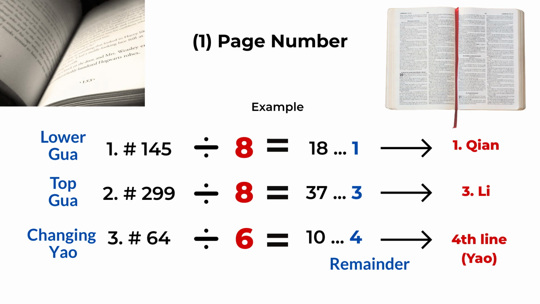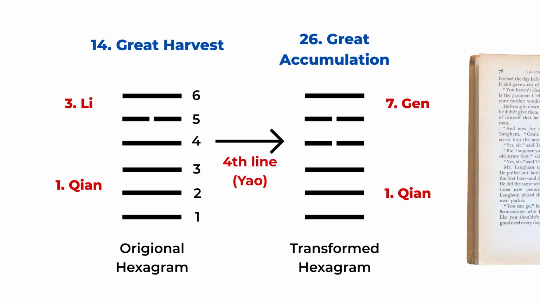And the third number is 64 divided by 6. It will be 10 with a remainder of 4. So the number 4 means it's the fourth line or the fourth yarrow in this hexagram. That will be the changing line. So you can see the Bagua symbol. The lower gua is Qian and the top gua is Li fire. And the fourth line is a changing line.